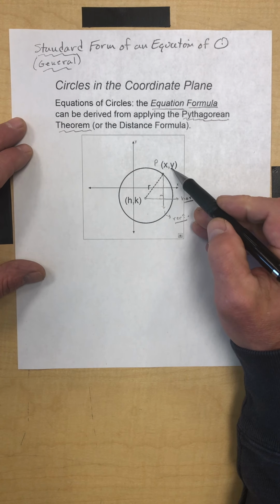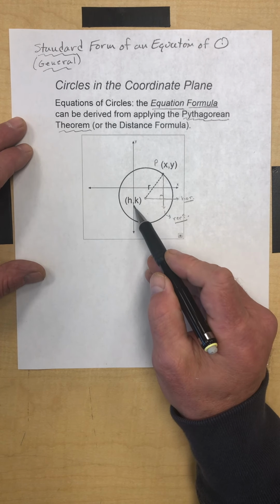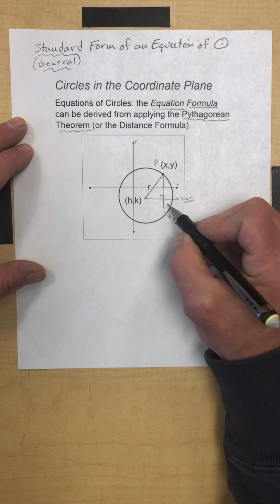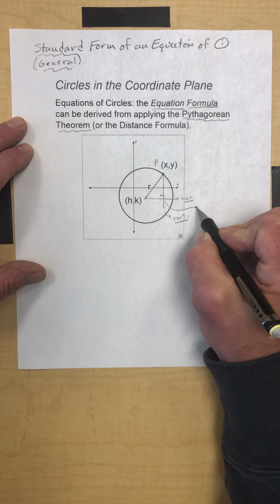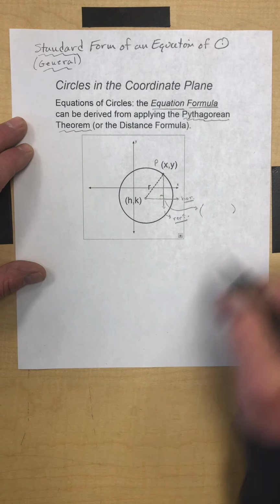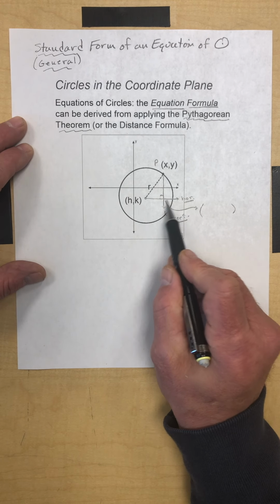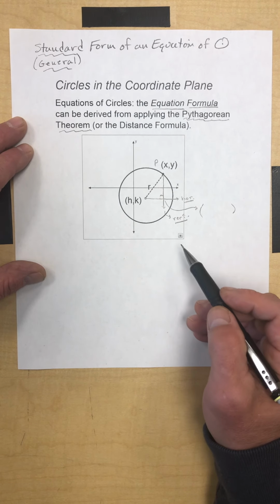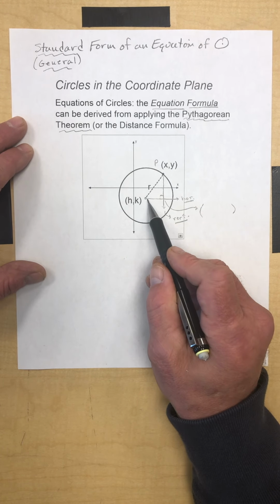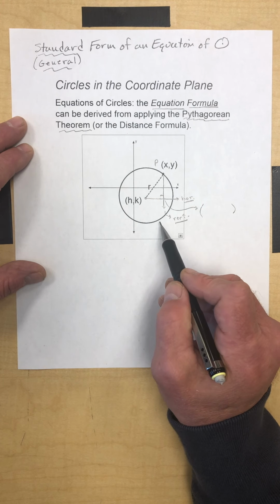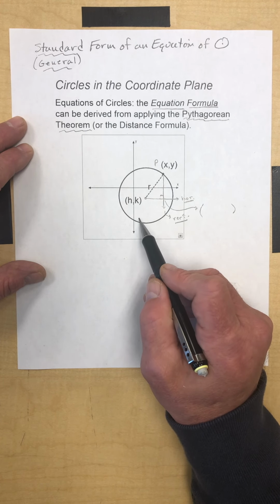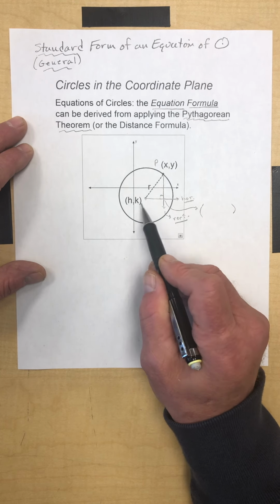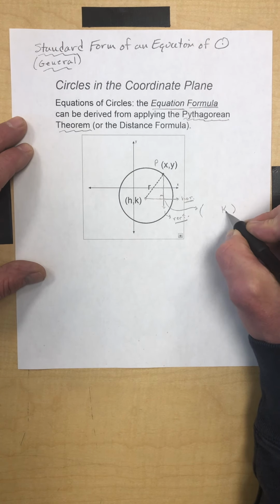Now I have the coordinates of one point of the right triangle, and the coordinates of a second point. Now I need the coordinates of that third point. This is a horizontal line. When we did linear algebra earlier in the year, we noted that if we're on a horizontal line, all points have the same y coordinate. The y coordinate of this point is k, so the y coordinate of that point has to be k as well.